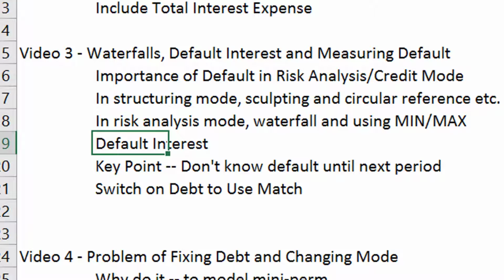In this video I'm going to show you just a little how to do the default. I'm worried that I didn't emphasize some of the risk analysis techniques, which are always the same: min, max, get the data from the cash flow statement, but this time we'll put some default interest. And you don't know that you defaulted until the last period, so you can avoid any circular reference by just using the last period default.